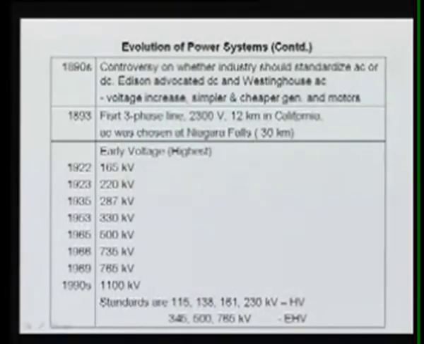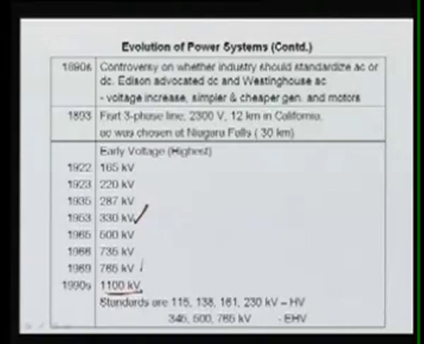So in 1923, the 220 kV voltage level was invented and came into operation. Similarly, in 1935, it was 287 kilovolt, and in 1953, it was 330 kilovolt. So you can see it is continuous. Voltage keeps on increasing; people are trying to go for higher voltages. Again, these were possible due to the development of the insulation level, the right of way problem, and the insulators, etc., at the same time.